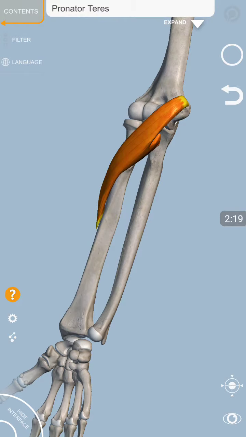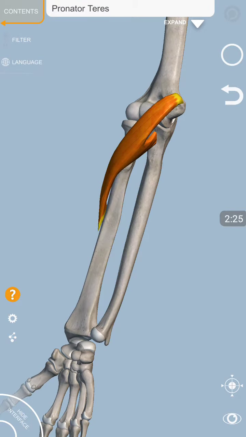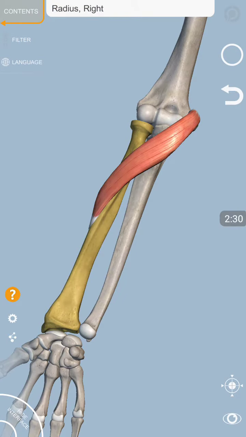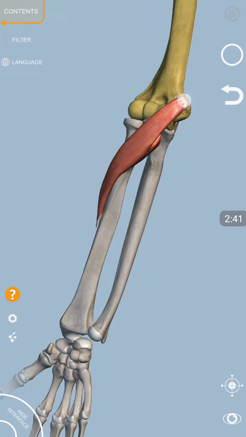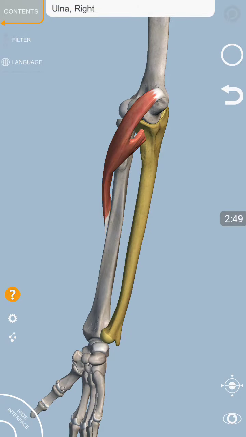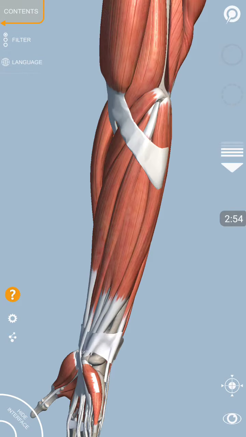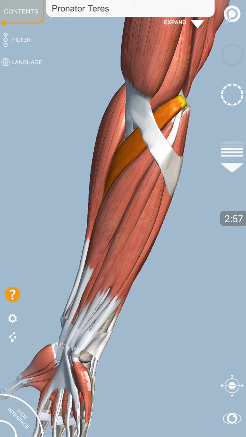So pronator teres has 2 heads, superficial head and deep head, and between those 2 heads there is a passage of the median nerve. And in the middle third of the radius on its lateral side, this muscle has its distal attachment, and its proximal attachment is from the medial epicondyle along with the common flexor tendon. Then its deep head arises from the coronoid process of the ulna. So this was the pronator teres.